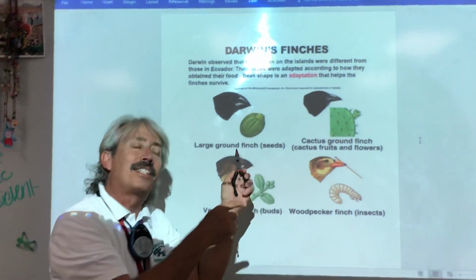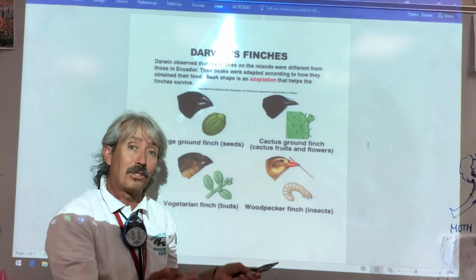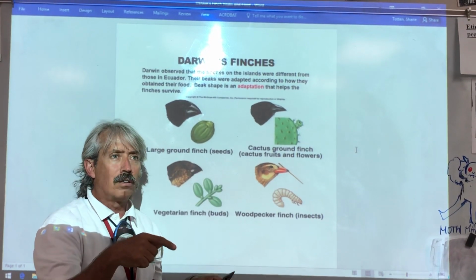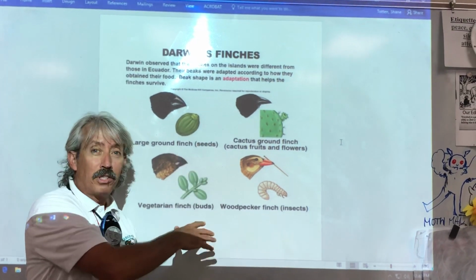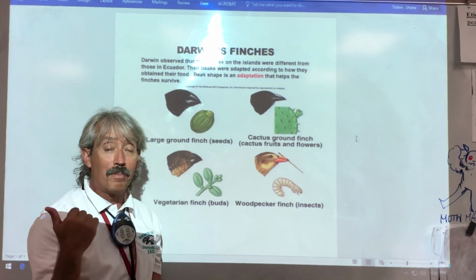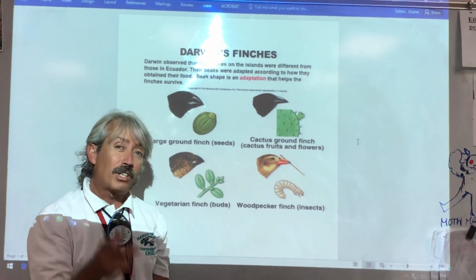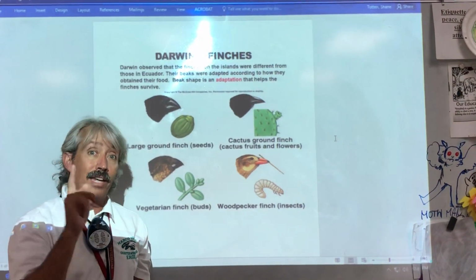And so all these different beak shapes were adaptations that helped those finches to survive. And it's been since figured out through genetics that Darwin was right. All of those finches were related to a common ancestor finch back on the mainland of South America. The adaptation I want you to try at home this week is camouflage.